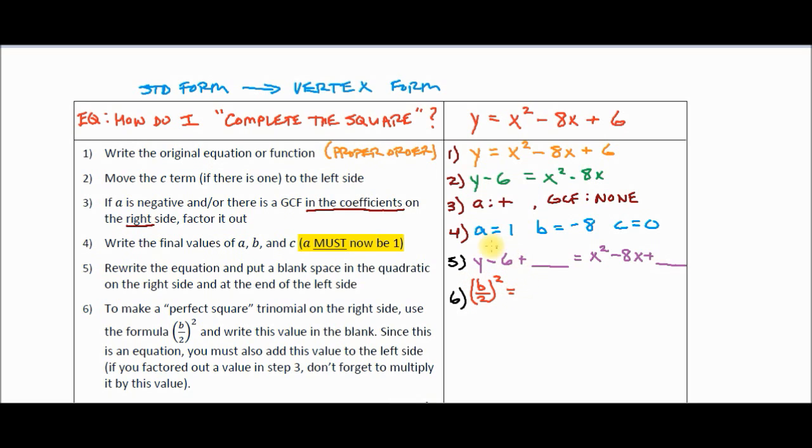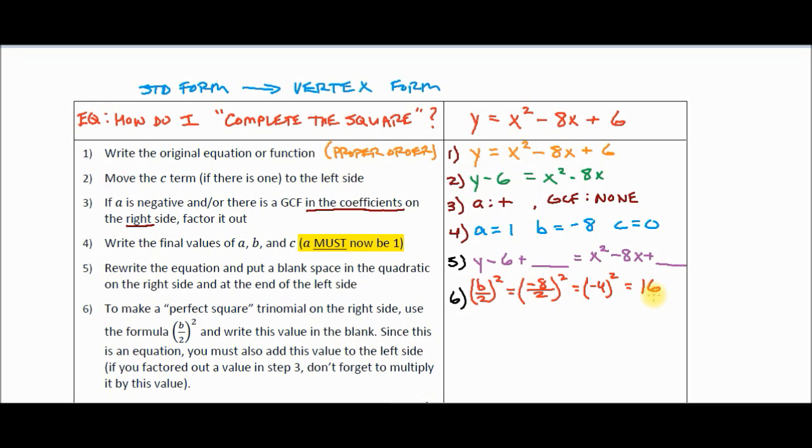So take a look at our b value in step 4. B value is negative 8. So we've got negative 8 over 2 squared. Negative 8 over 2 is negative 4 squared, and negative 4 times negative 4 is 16. So we figured out that b over 2 squared is equal to 16. It says take this value and write it in the blank.